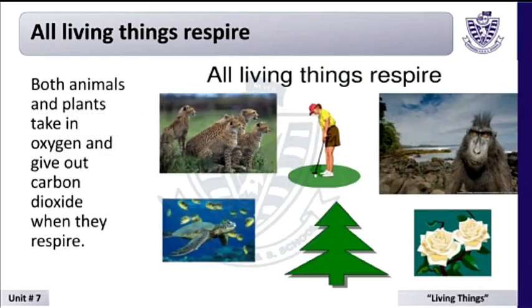All living things respire. Both animals and plants take in oxygen and give out carbon dioxide when they respire. They use the oxygen to break down their food in order to obtain energy. Some animals, like humans, use their lungs to inhale oxygen and exhale carbon dioxide. Others breathe through their skin or with the help of gills.